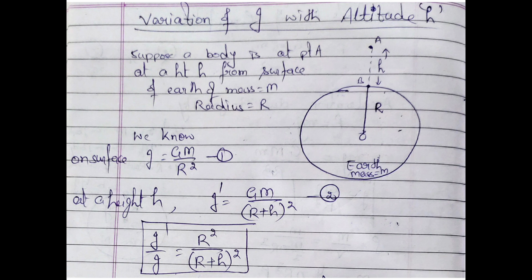Variation of g with altitude. Consider a body is taken from point B, that is the surface of Earth, to a height h at a point A, then h is called altitude.